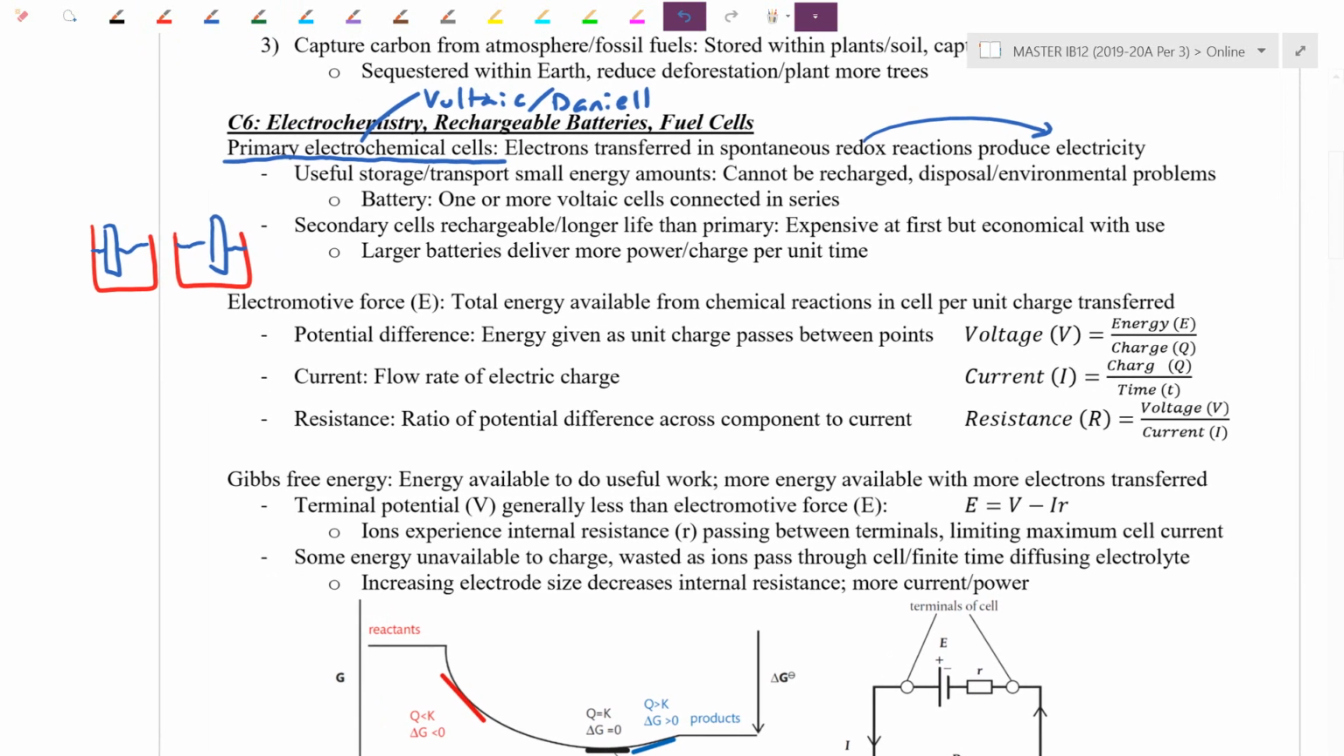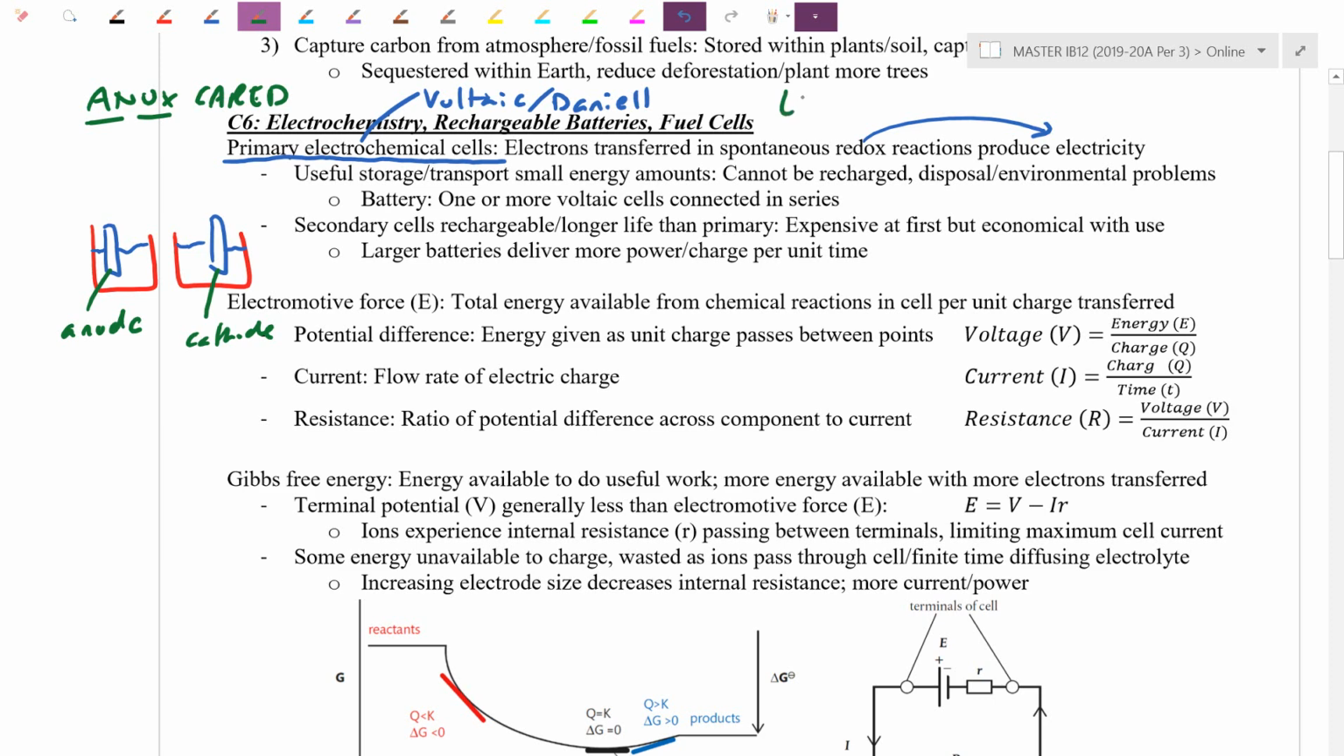If you happen to know which is anode and which is cathode, typically we like putting the anode on the left-hand side, the cathode on the right-hand side. Our acronym is AN OX, RED CAT. The AN OX part here says at the anode is the site of oxidation.